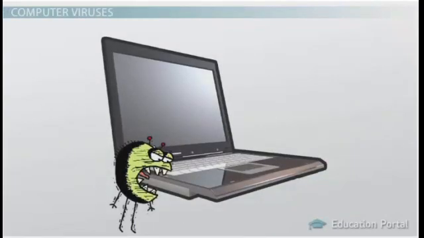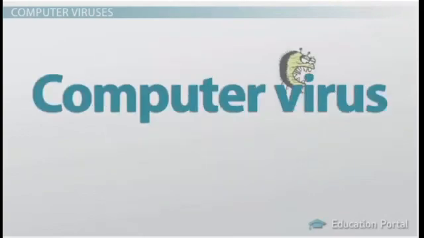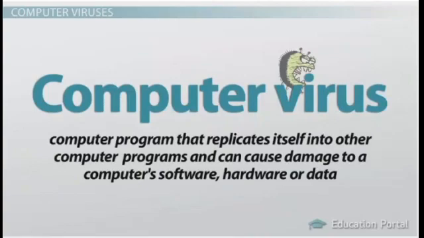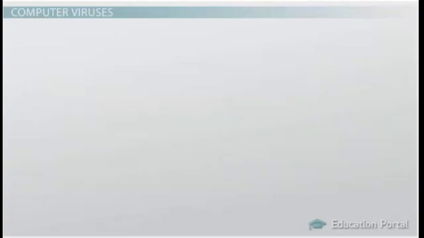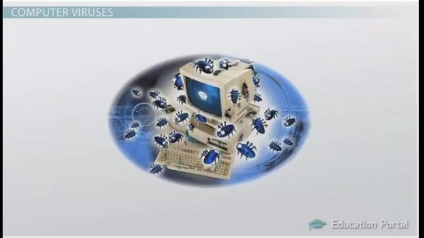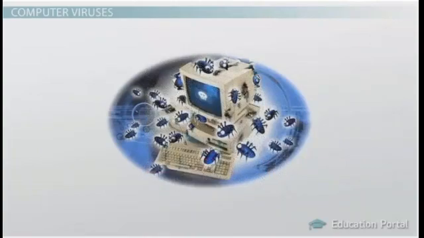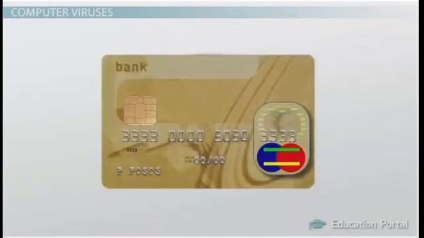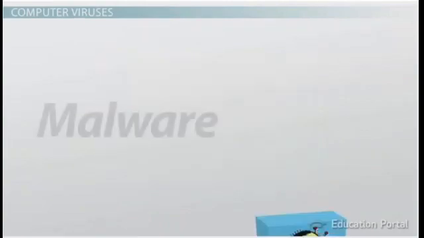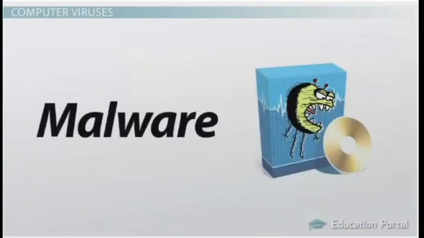One of the most serious threats consists of viruses and other harmful programs. A computer virus is a computer program that replicates itself into other computer programs and can cause damage to a computer's software, hardware, or data. Once a virus is present on a computer, it typically performs some type of harmful action, such as corrupting data or obtaining sensitive information. Computer viruses are only one type of malware, short for malicious software. Malware is used by attackers to disrupt computer programs.